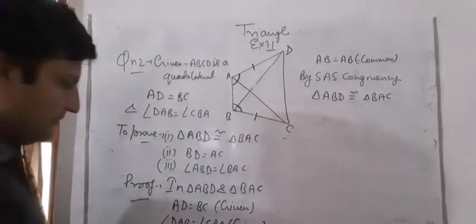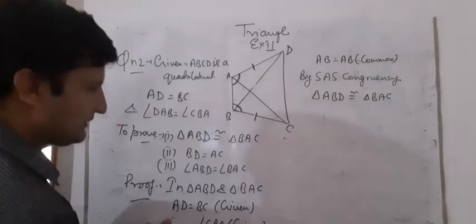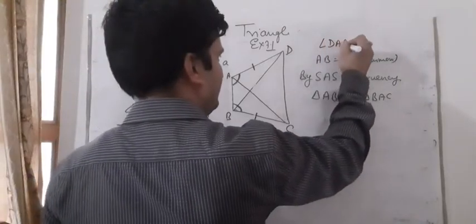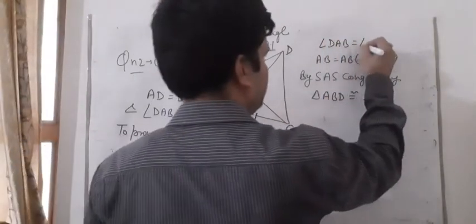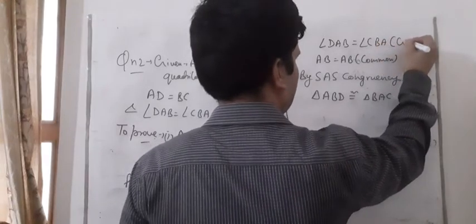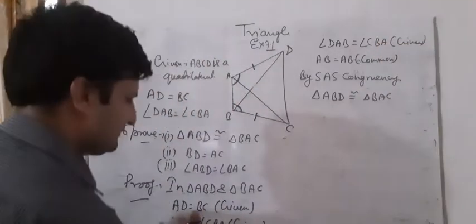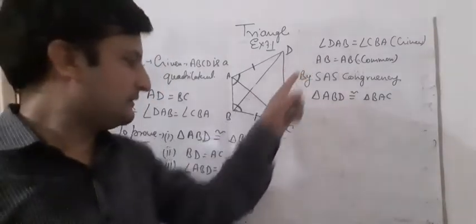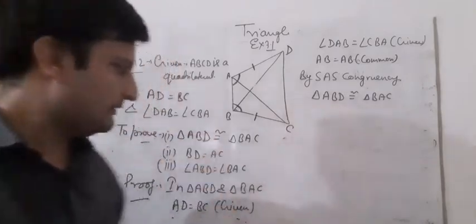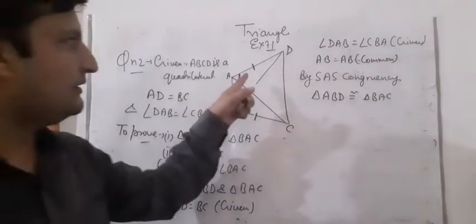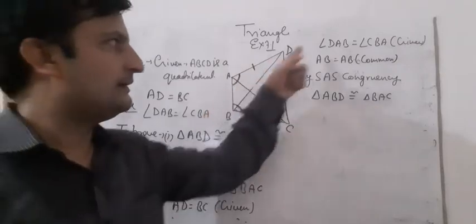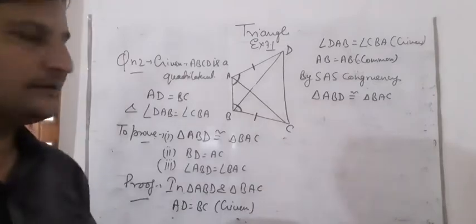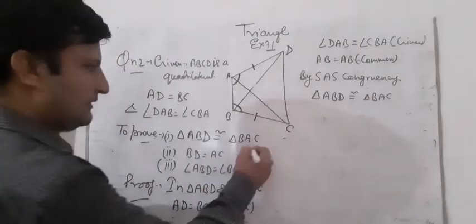So by using this property, since it is not visible here, we can write it here. Angle DAB is equal to angle CBA. I have written it there because it is not visible in my camera. So what have we done? Side, angle and side, these three things, so by SAS congruency we have written triangle ABD is congruent to triangle BAC. So the first one we have proved.